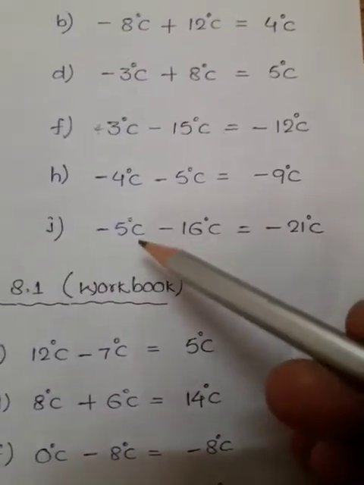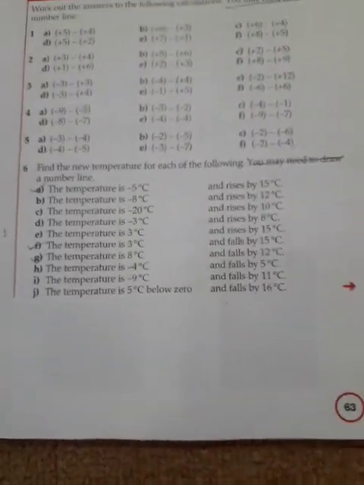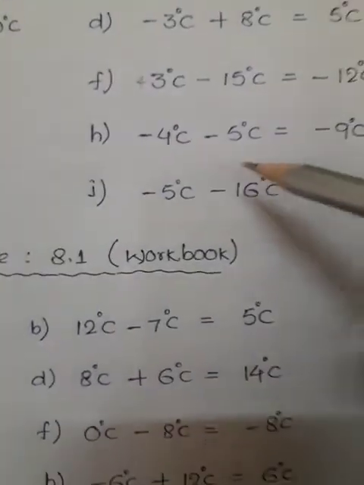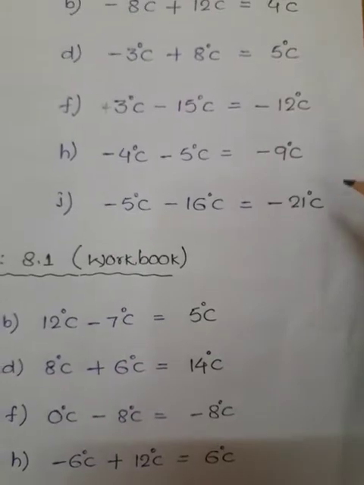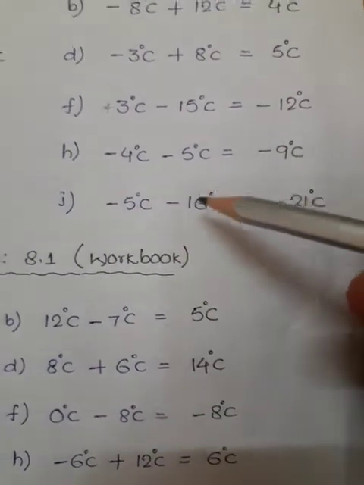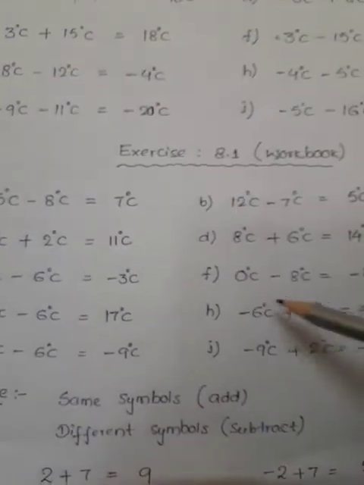Then again, what is this question? The temperature is 5 degrees Celsius below 0. So below 0 means what? It should be minus 5 only. So minus 5 degrees Celsius and minus 16 degrees Celsius. Both are the same symbols, so we should add. 5 plus 16 equals 21, then the minus symbol. Okay. Now these are the questions from your workbook.